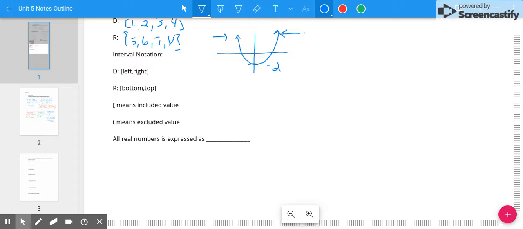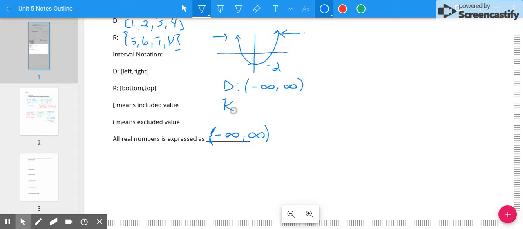I have a fill in the blank. All real numbers is always parentheses with -infinity to infinity. Or you can just write out the words, but that's the interval notation for that. So the domain for our example here is negative to positive infinity.